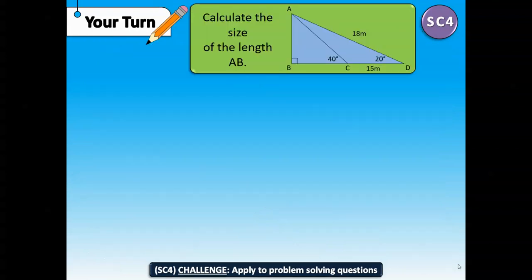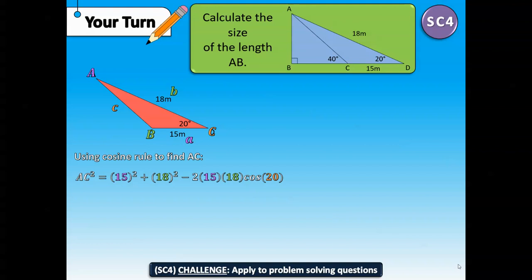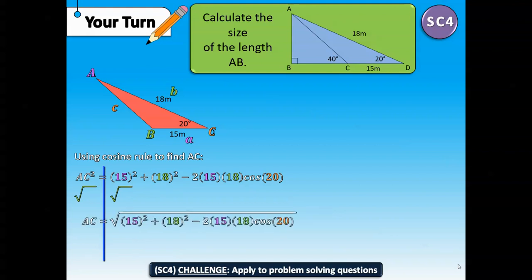So for the green question, we want to calculate the size of the length AB. So if we look at this triangle first, and we use the cosine rule to find the length AC, I label up my angles on my sides. I substitute the values into the cosine rule, square root both sides. The side AC is 6.4.